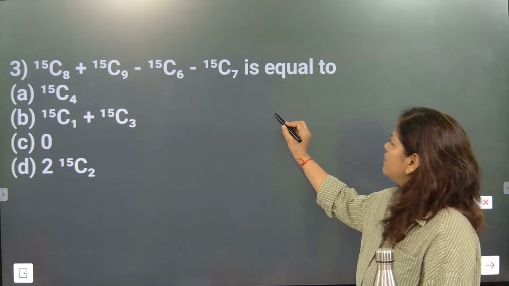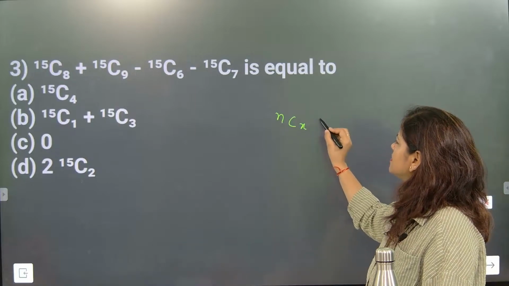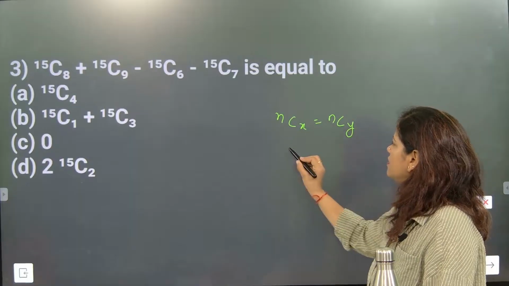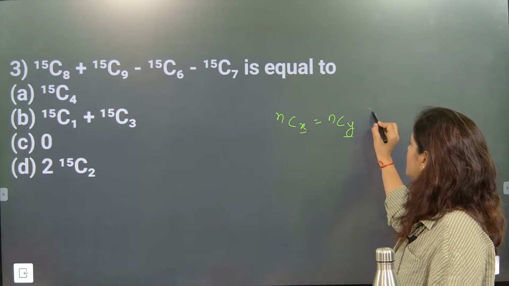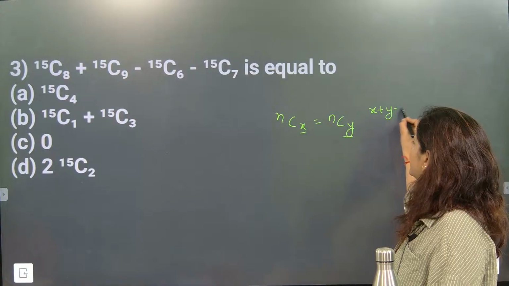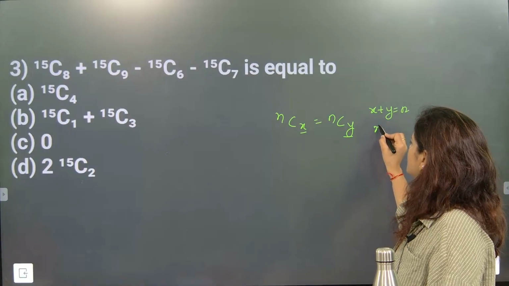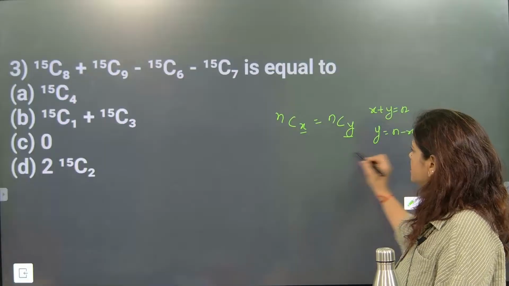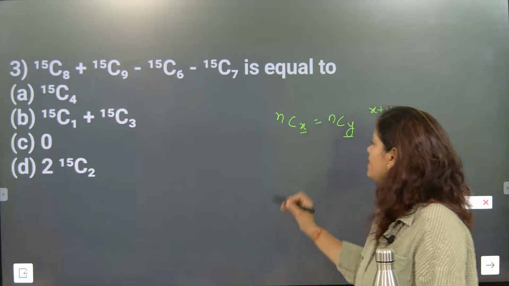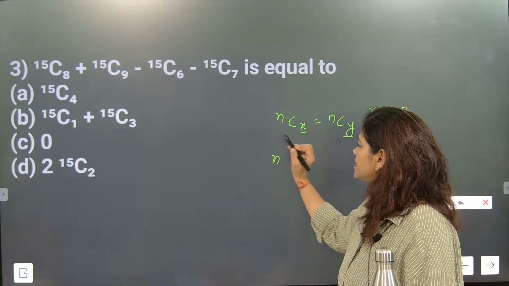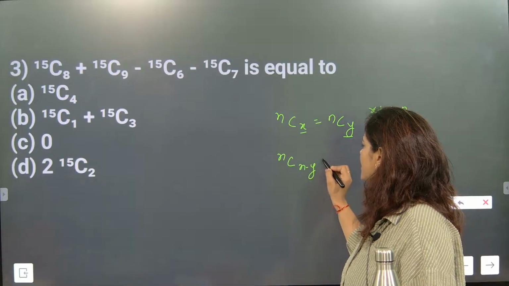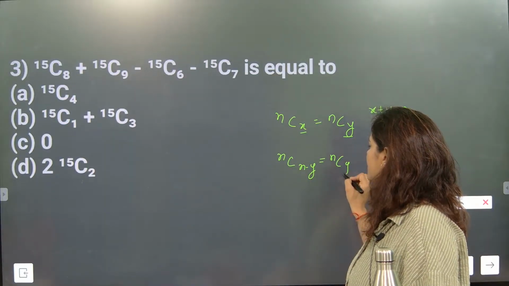How to solve? First you see nCx is equal to nCy. Then x plus y is equal to n. So y will be equal to n minus x. So instead of this y, we will write n minus x. So nCx, we can write nC(n minus y) is equal to nCy, n minus x.